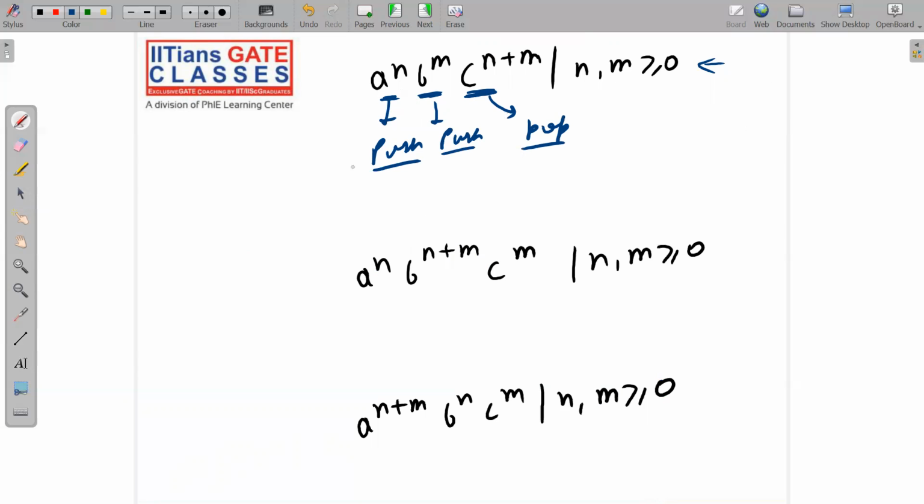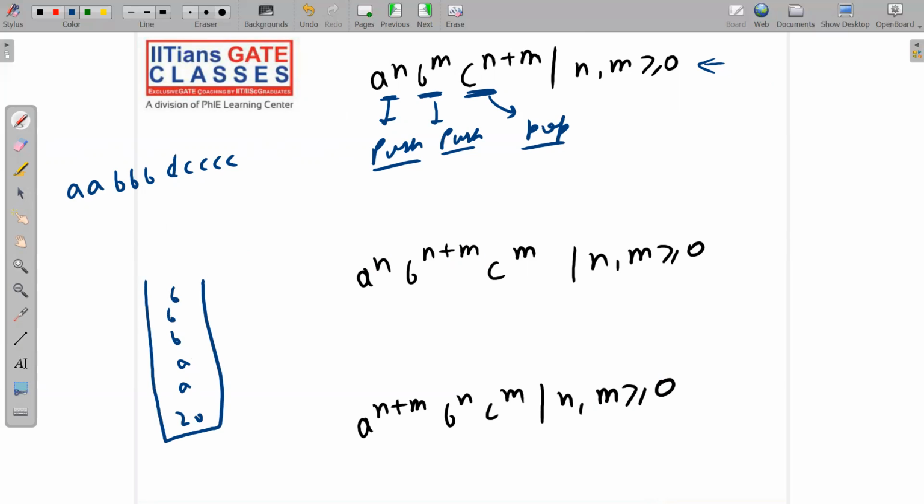Let me give you some idea so that you get crystal clarity. 2 A's, 3 B's, and 5 C's. A^n B^m C^(n+m). So 2 plus 3 is 5, so we have 5 C's here. Now see here carefully. You have Z0. Now we will push 2 A's, and we will push 3 B's. Whenever C comes, we will do the cutting. So the B's will be cut and the A's will also be cut down. That's it. So this is DCFL.